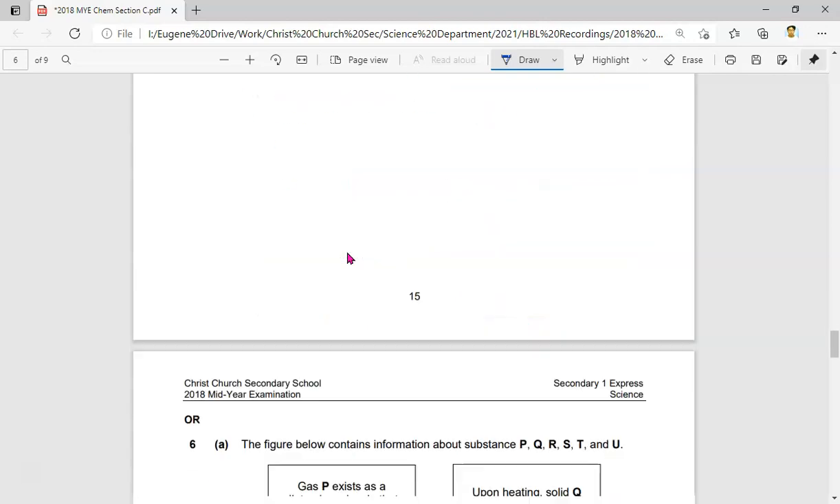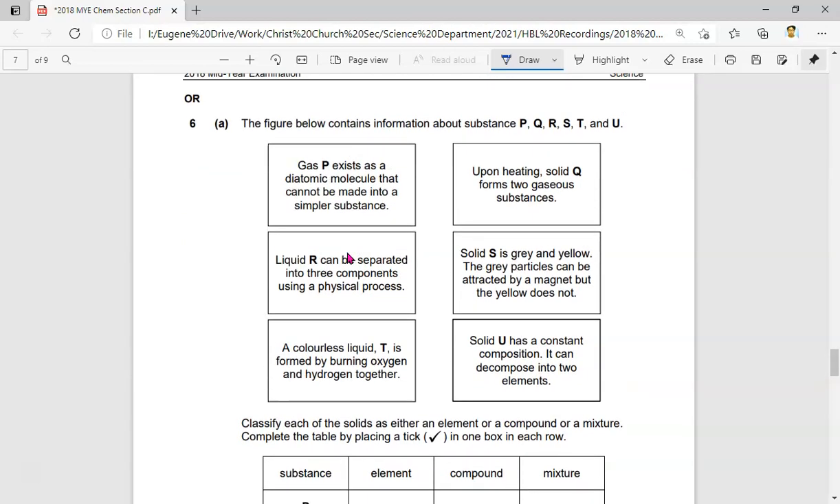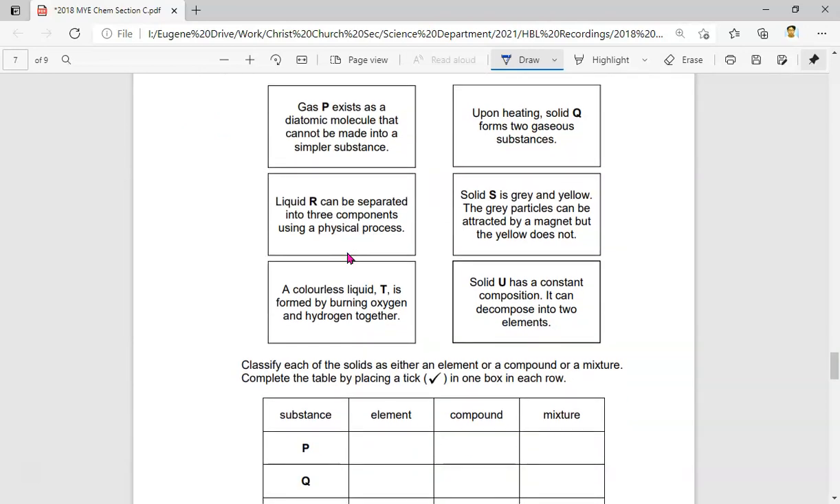Now let's go on to question 6. Okay, so the question here, the figure below contains information of PQRSTU. So I have so many different substances. What we need to do is to classify it either as an element, compound, or mixture. So let's start. Gas P exists as a diatomic molecule, cannot be made into simpler substance. Once you see this, confirm element.